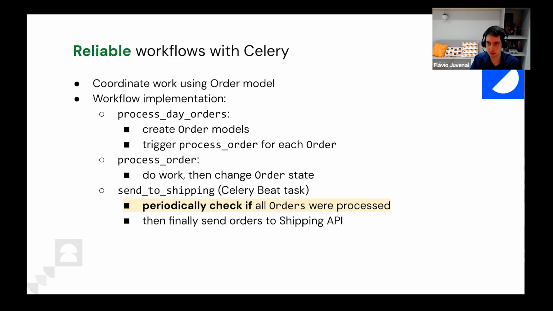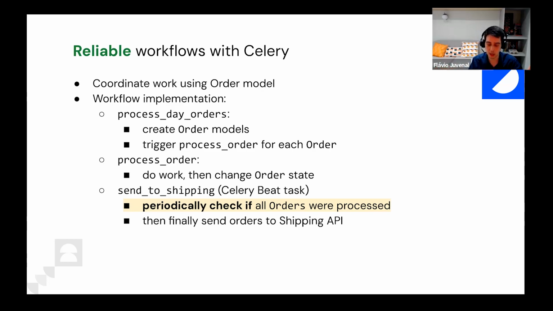It's running every 5 minutes or every 10 minutes, at least during a period of time of the day that we know orders will be processed. And it's a Celery beat task. So send to shipping is periodically checking the database, looking at the order model, and checking if the orders of the day were processed. So for example, imagine we know that it takes about 1 hour to process the day's orders, and we start processing at, I don't know, 9 p.m. So if you know that it takes about 1 hour, we prepare to run send to shipping every 5 minutes after 10 p.m.